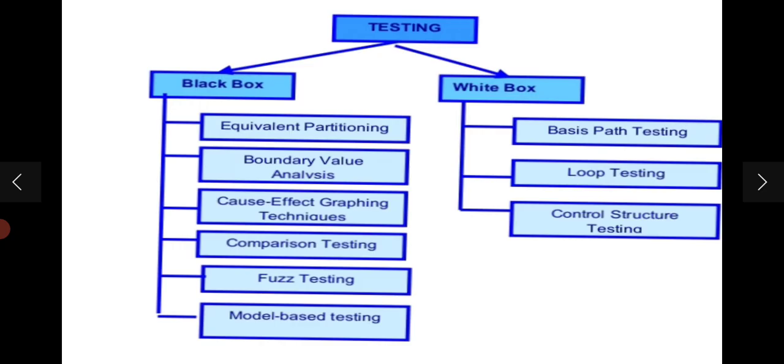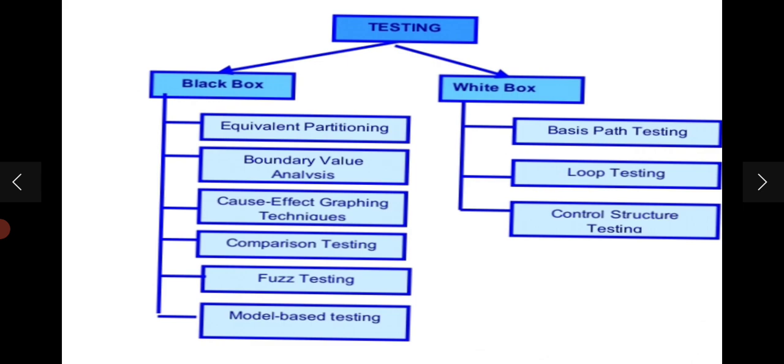See the chart. Why are we going to the testing? To get quality and the correct output from the program. The testing is handled by two methods. One method is the black box method, the other method is the white box method. The black box method has some testing techniques: equivalence partitioning, boundary value analysis, cause-effect graphing techniques, comparison testing, fuzz testing, and model based testing.